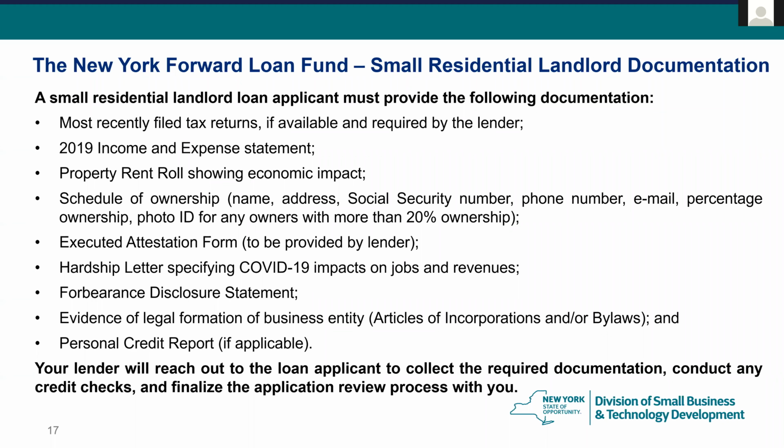A forbearance disclosure statement if your mortgage was in forbearance. Again, evidence of legal formation of your business entity, articles of incorporation, etc. And personal credit reports are also required for small landlords with a 20% or greater ownership interest in the properties. And again, the lender is going to reach out to the loan applicant to collect the required documentation, conduct credit checks, and finalize the application review process.